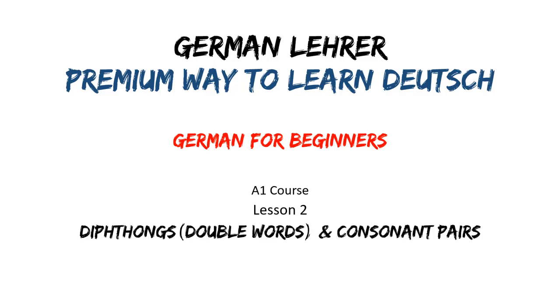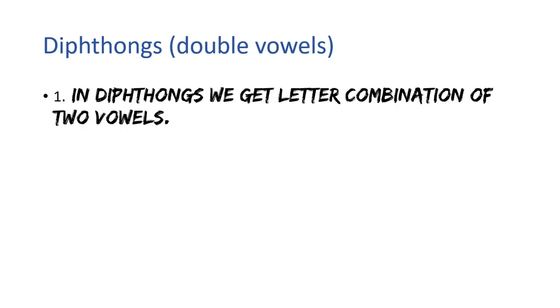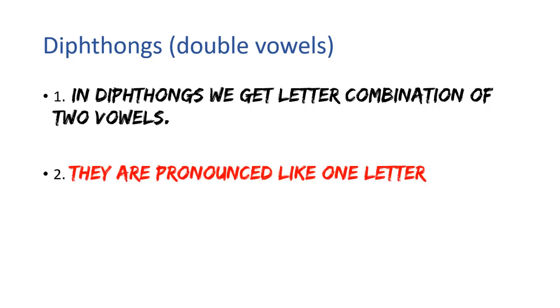In this lesson 2, we will learn diphthongs and consonant pairs of the German language to pronounce them correctly. Firstly, we will learn diphthongs or double vowels. In diphthongs, we get a letter combination of two vowels. Instead of being pronounced separately, they are pronounced like one.